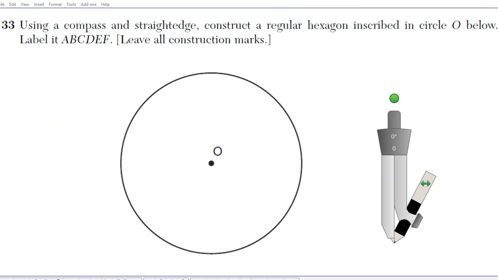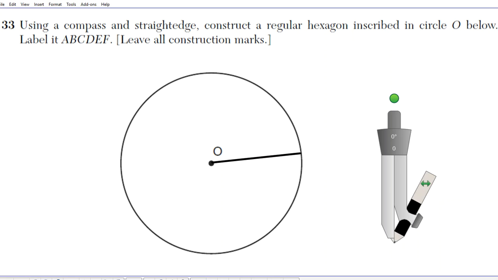Alright, let's take a look at question 33. It reads, using a compass and straight edge, construct a regular hexagon inscribed in the circle O below. Label it A, B, C, D, E, F, and leave all construction marks. Okay. Alright, so first things first, what we're going to do is basically just draw the radius of the circle. Alright, so there goes the radius.